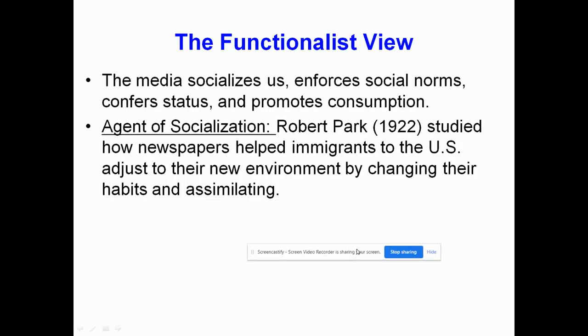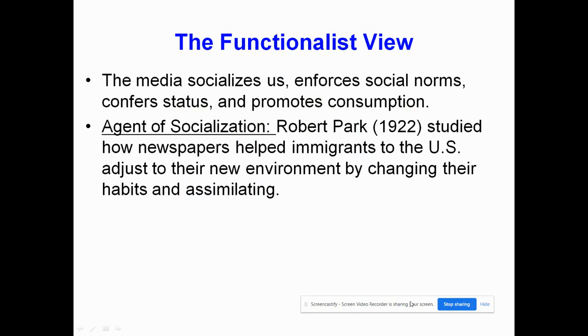So, in terms of thinking about some of the major perspectives, the functionalist view looks at the media as a way of socializing individuals from early childhood into old age. It enforces social norms, it confers status, and it promotes consumption.